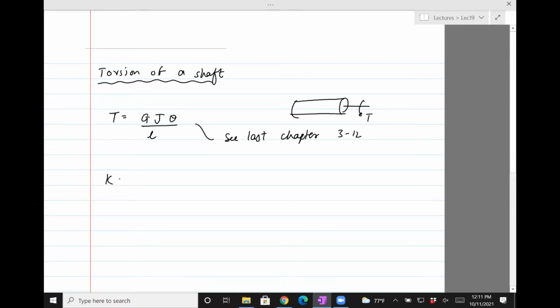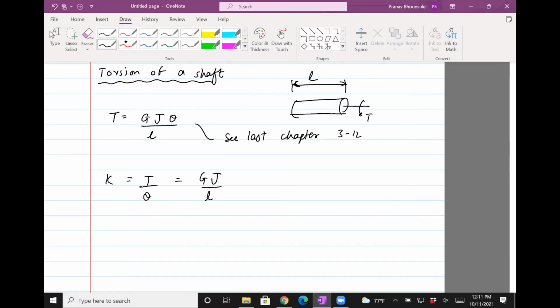So then the spring constant is essentially a torsional constant. For a shaft under torque, it is T divided by the angle of twist, and that is G J divided by L. So that's my spring rate.